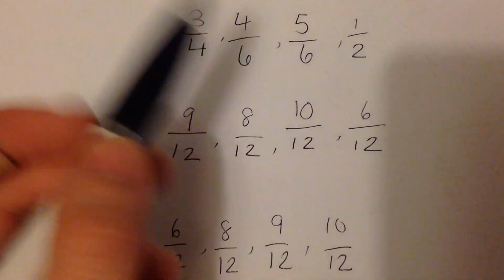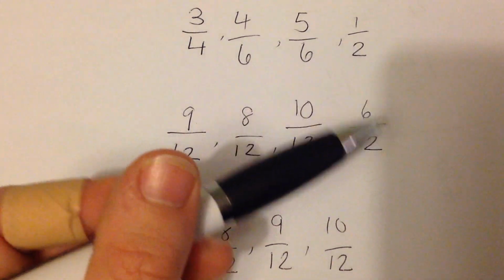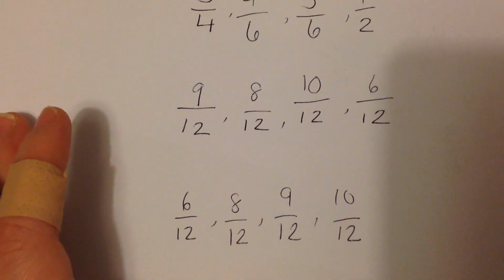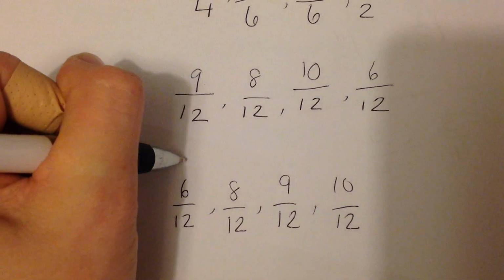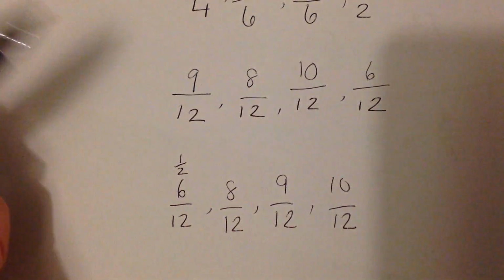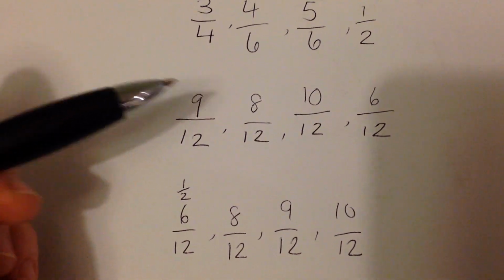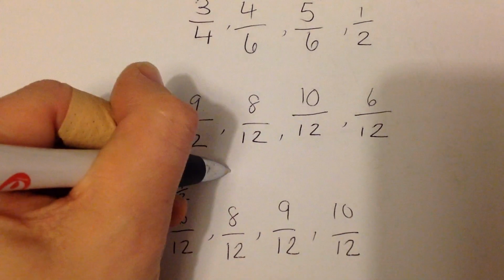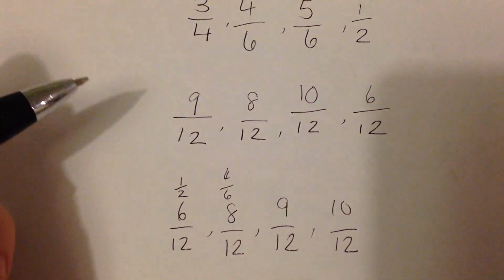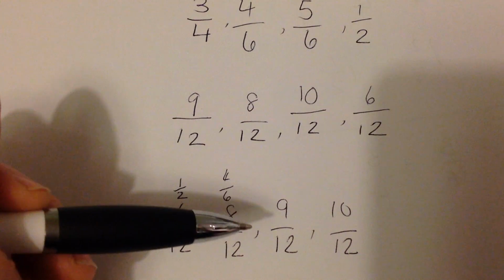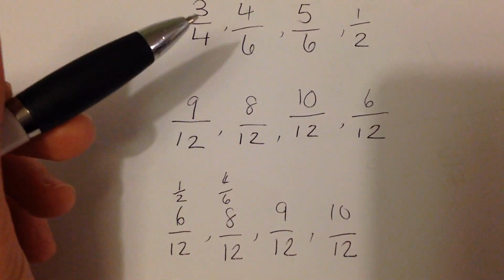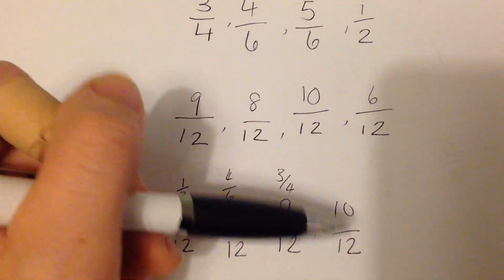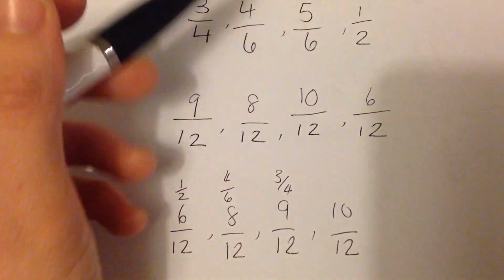So 6/12ths, see here, was the same as 1/2. I'm going to put it, I might have to squeeze it in here. 1/2, just about see it. And then the 8/12ths was the same as 4/6, the equivalent fraction. 9/12ths is here, it was the equivalent to 3/4. And 10/12ths is here, is the equivalent to 5/6.